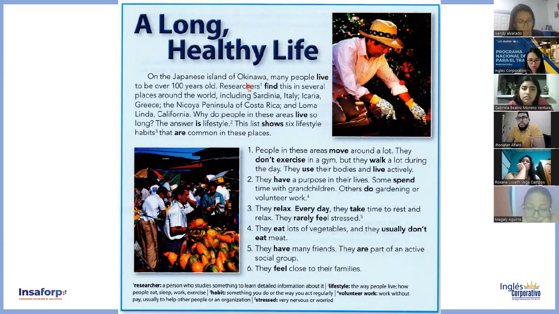On the Japanese island of Okinawa, many people live to be over 100 years old. Researchers find this in several places around the world, including Sardinia, Italy, Icaria, Greece, the Nicoya Peninsula of Costa Rica, and Loma Linda, California. Why do people in these areas live so long? The answer is lifestyle. This list shows six lifestyle habits. They are common in these places.